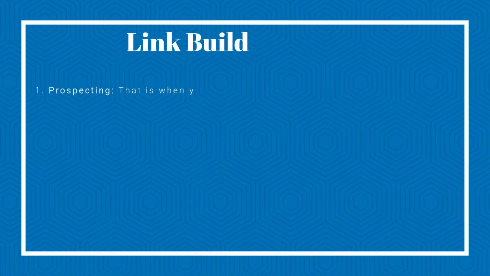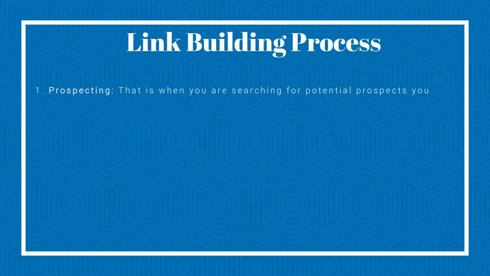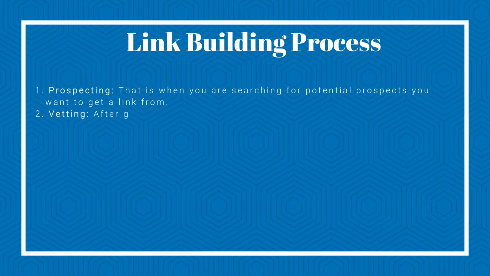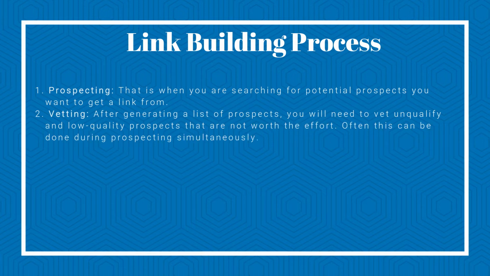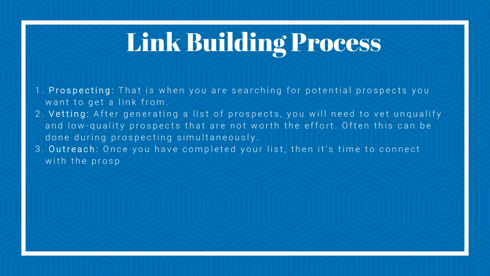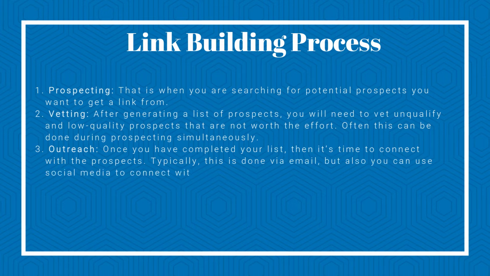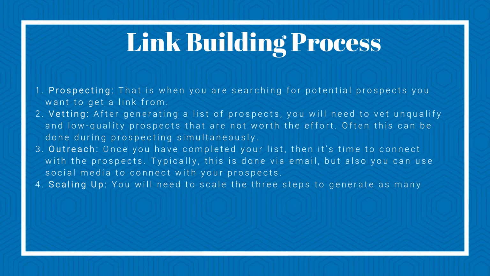The first step is prospecting. That is when you are searching for potential prospects you want to get a link from. The second step is vetting. After generating a list of prospects, you will need to vet unqualified and low quality prospects that are not worth the effort. Often, this can be done during the prospecting. The third step is outreach. Once you have completed your list, then it's time to connect with prospects. Typically, this is done via email, but you can also use social media to connect with your prospects as well.